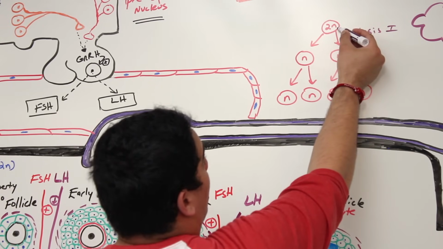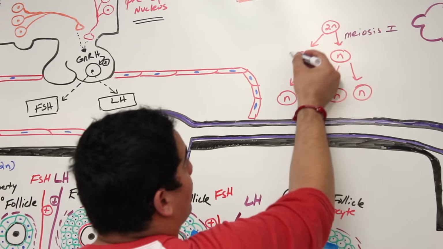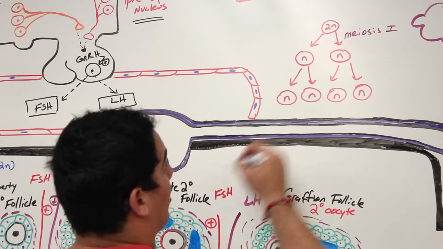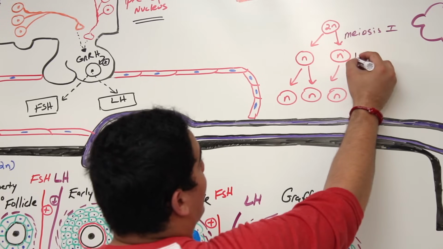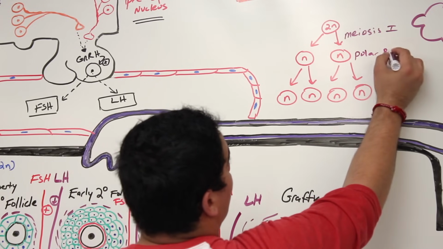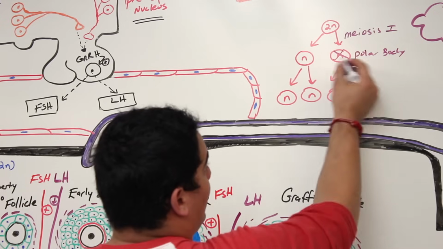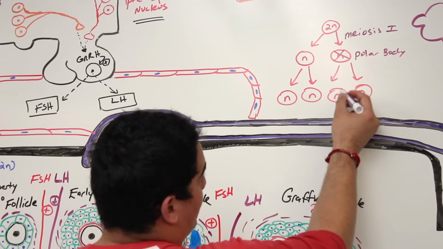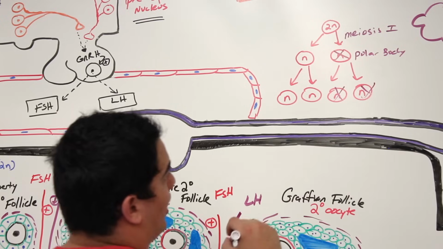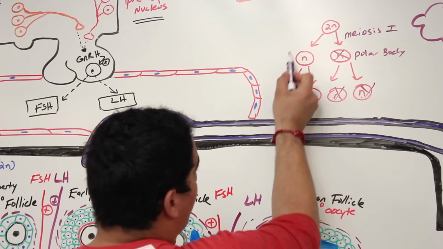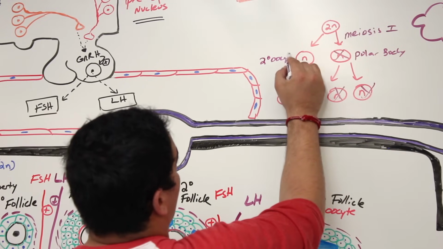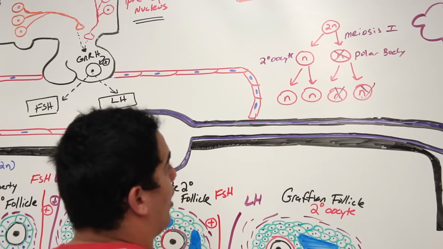He undergoes meiosis 1 and produces a haploid daughter cell and then another haploid daughter cell. One of them becomes what's called a polar body, and it undergoes degradation, and then it can undergo meiosis 2 and produce polar bodies, like a third and fourth. These will undergo degradation also. This one right here is your secondary oocyte, and eventually it will undergo meiosis 2.